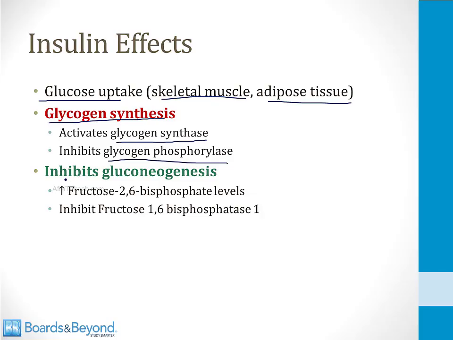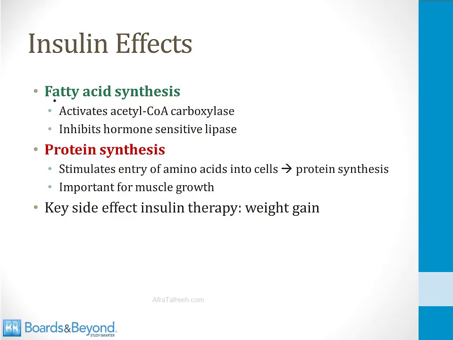Insulin also inhibits gluconeogenesis. It raises the level of fructose 2,6-bisphosphate inside of liver cells. This will then in turn inhibit the enzyme fructose 1,6-bisphosphatase 1, which is important for gluconeogenesis. Insulin increases fatty acid synthesis. It activates the enzyme acetyl-CoA carboxylase. It also inhibits the enzyme hormone-sensitive lipase. We'll talk more about that on the next slide.